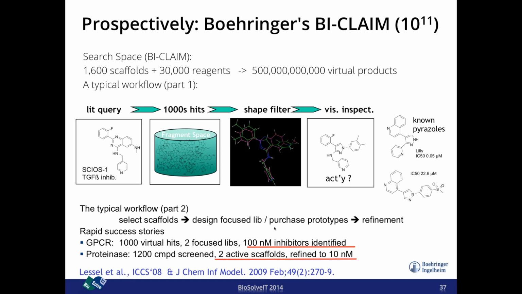And they had extremely rapid successes here. On one GPCR target, for example, they very fast identified inhibitors in the lower nanomolar region here. Proteinase target that they were working on. They identified 2 active scaffolds that they extremely fast refined down to 10 nanomolar inhibition here. This has been published in JSIM in 2009, so feel free to read this actually.